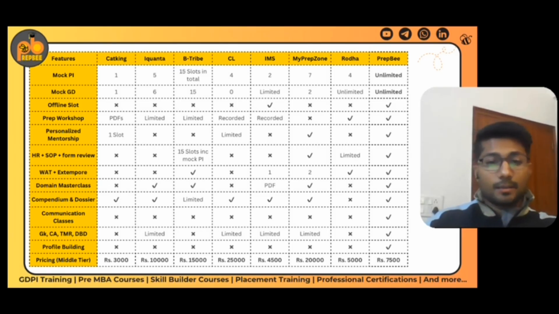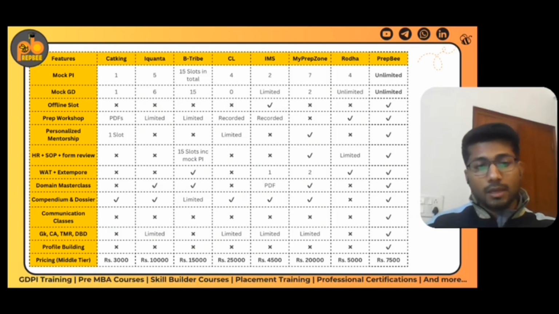So this is something that is not provided by CATKing. This is very limited in IMS and my PrepZone. See, what I would say is that even if it is provided, it would be provided either in a weekly manner or in a monthly manner. And to be honest, it is not a great strategy to read current affairs in a monthly manner. This whole journey is of hardly 3 months, and if you are getting something every month or every week, that is not a good strategy, right?